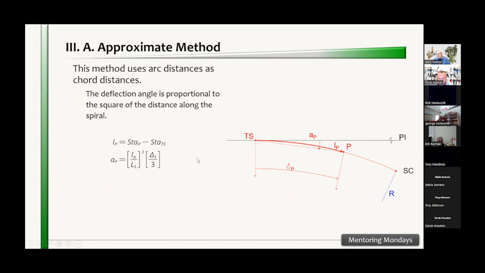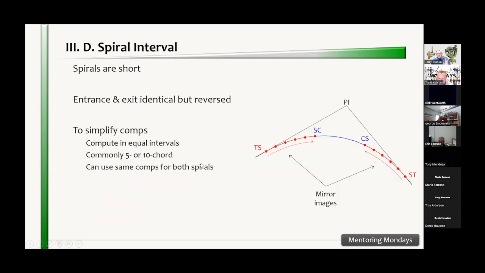Now, we can shortcut those calculations again because the entrance spiral and the exit spiral are identical. They're mirror images of each other. In a traditional horizontal curve, we start stationing, we wind up with oddball stations at the beginning and at the end of that curve, and we'll stake our very first full station or first half station on our curve, then go every full station or every half station the rest of the way down the curve.